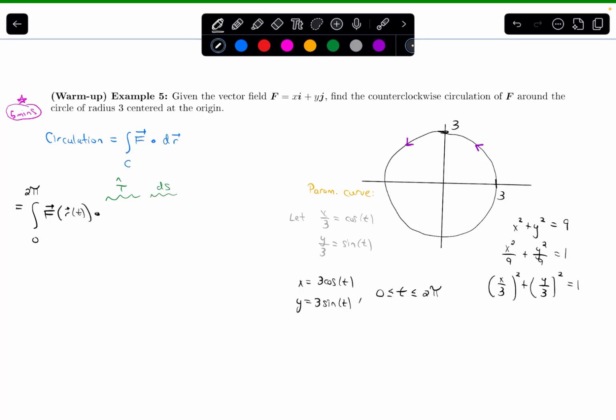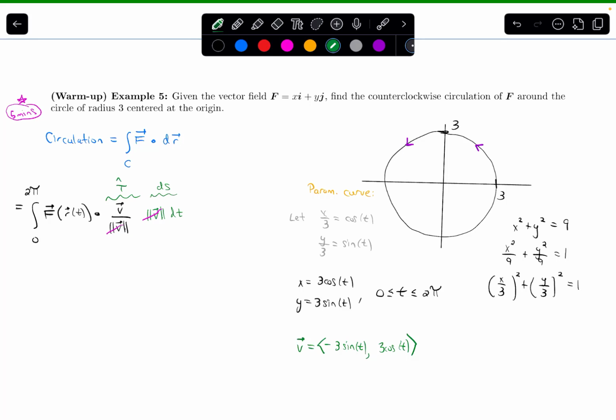Remember, the unit tangent vector is the velocity vector divided by its length. And then ds, remember, is the length of the velocity times dt. So the lengths of the velocities cancel, and I'm just left with the velocity in the numerator and then a dt here. So I'm going to need to find the velocity. So my velocity vector, we take the derivative of these position components. The derivative of x is -3 sine of t. The derivative of y is 3 cosine of t.